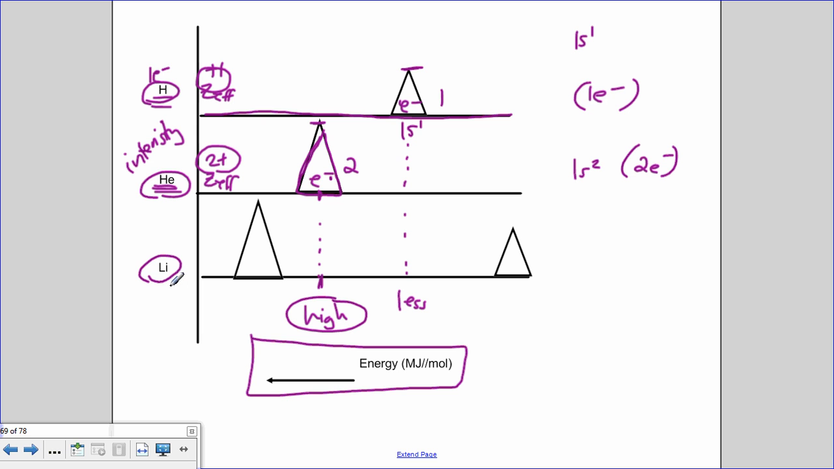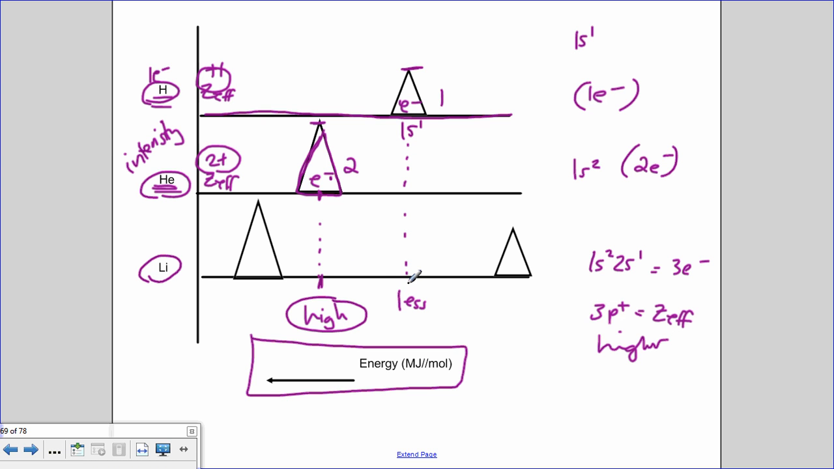Lithium's our next example. How many electrons does it have? Let's write out the configuration. 1s2, 2s1. It has 3 electrons to work with. All right, so let's figure out where this lies. If we think about lithium, lithium also has 3 protons. That means that its nuclear effective charge is higher than any of the other ones we've talked about so far.